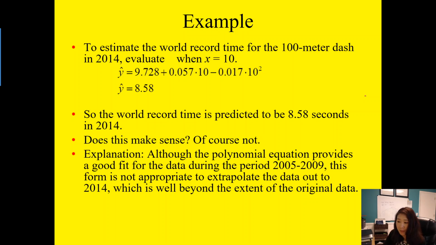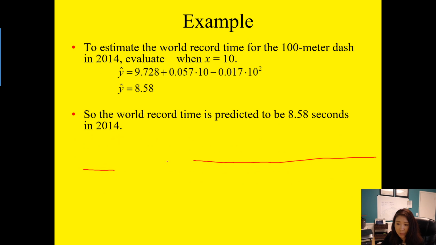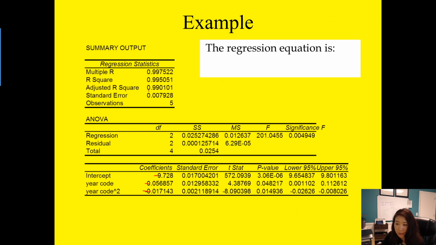I want to mention one more thing: why we said the polynomial equation fits the data well. The reason is we are using the adjusted R square. The adjusted R square is 99%, so it's very, very close to 1. It fits the data really, really well.